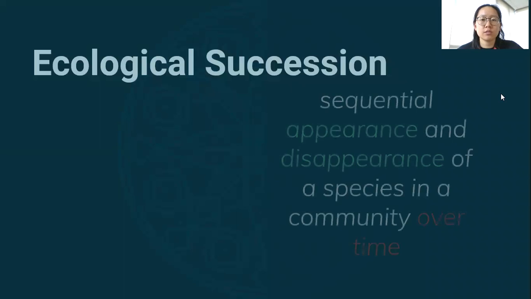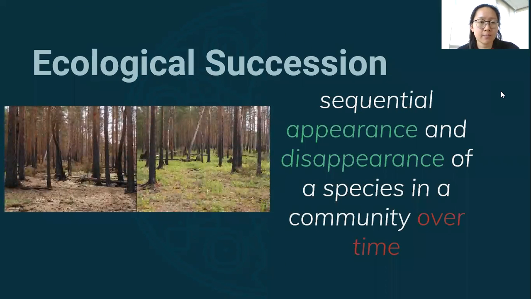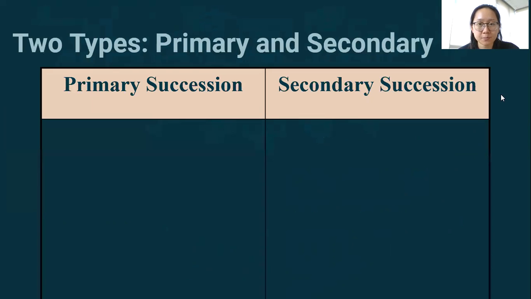So ecological succession is the sequential or ordered appearance and disappearance of a species in a community over time. Generally, when a natural disaster hits an area, over time it will recover, and you can see the steps of it if you visit it every once in a while and just take a picture, and you kind of get to see a time lapse. There are 2 main kinds of ecological succession, primary and secondary, and they are different.